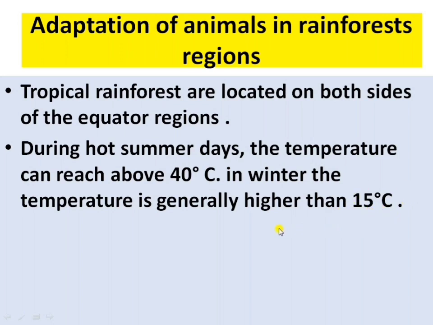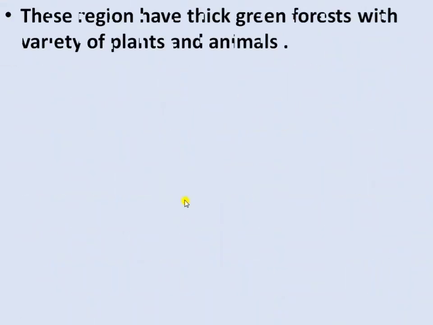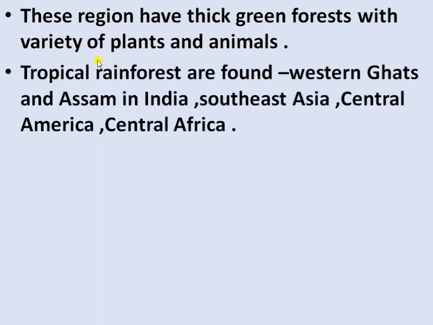These regions get plenty of rainfall throughout the year, and they have thick green forest with a variety of plants and animals. Tropical rainforests are found in the Western Ghats and Assam in India, Southeast Asia, Central America and Central Africa.